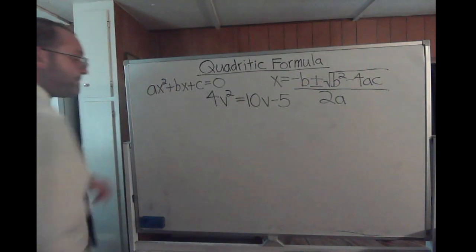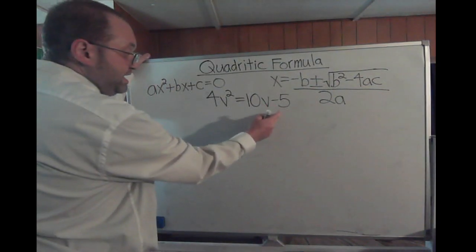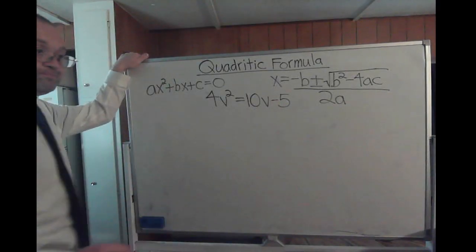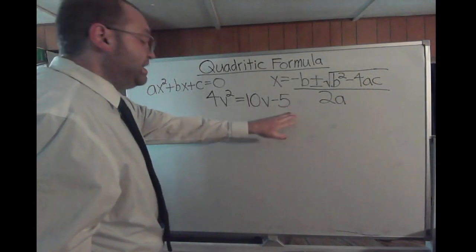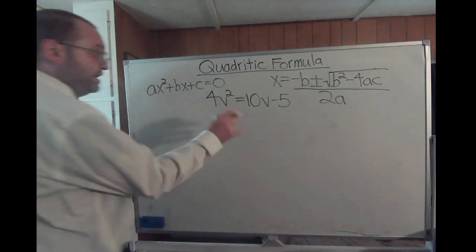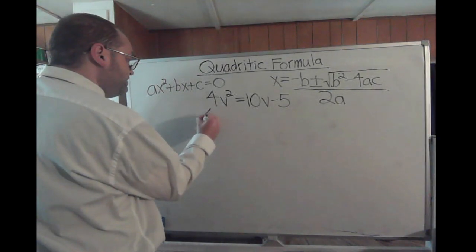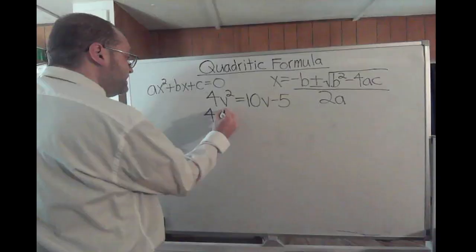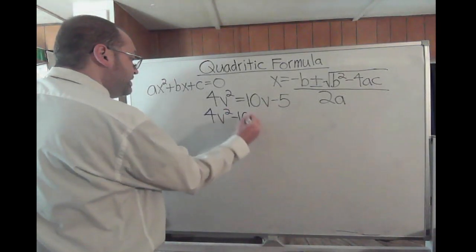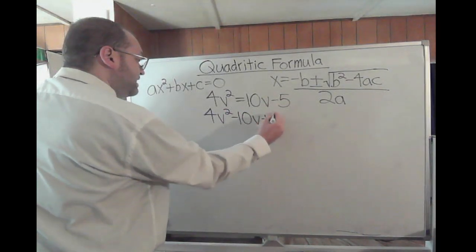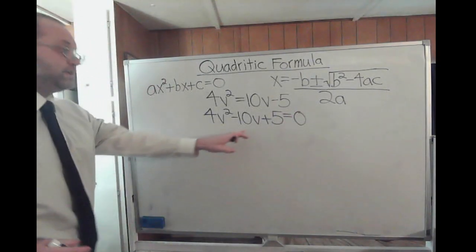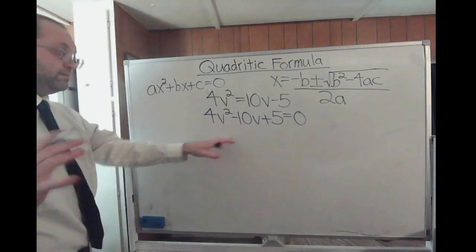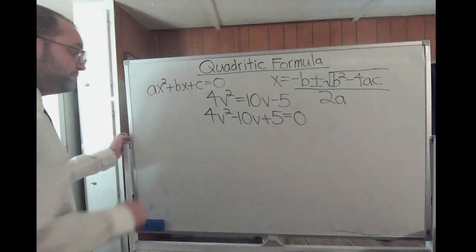Well, we want to make the right side equal to 0, don't we? So that means we have to subtract 10v and add 5 to both sides in order to make the right side 0. So if we do that, you'll get 4v squared minus 10v plus 5 is equal to 0. Now this quadratic equation is in standard form. We can proceed with the quadratic formula.